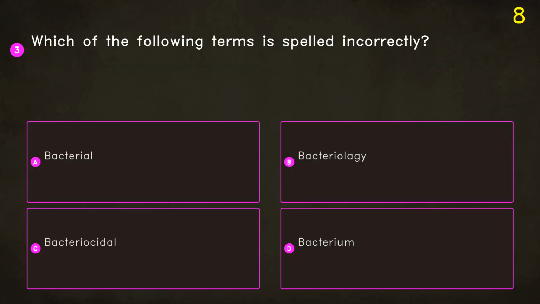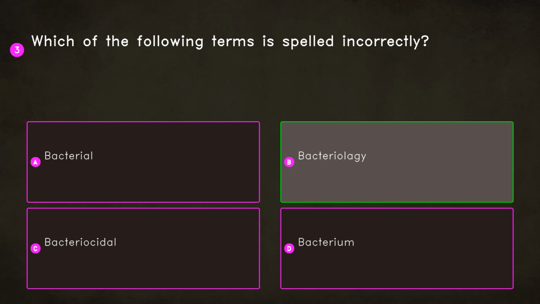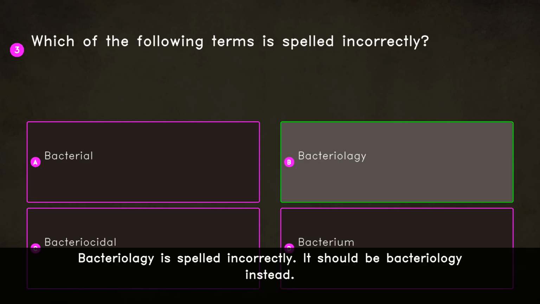Question 3. Which of the following terms is spelled incorrectly? A. Bacterial. B. Bacteriology. C. Bactericidal. D. Bacterium. The correct answer is bacteriology. Bacteriology is spelled incorrectly. It should be bacteriology instead.